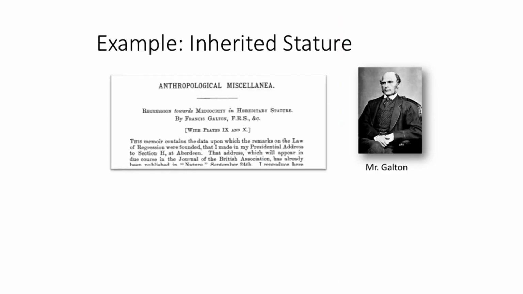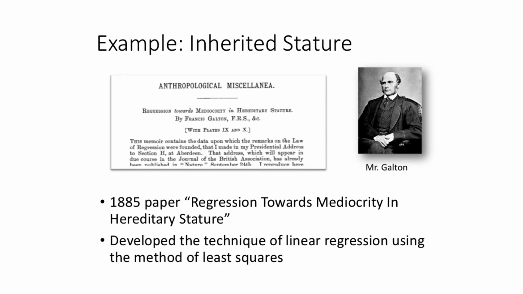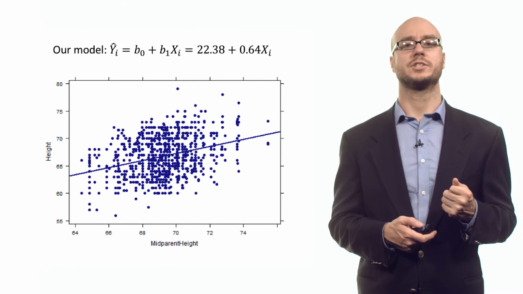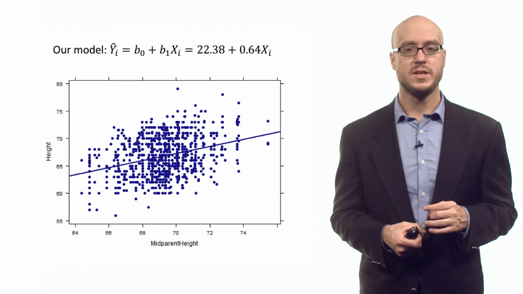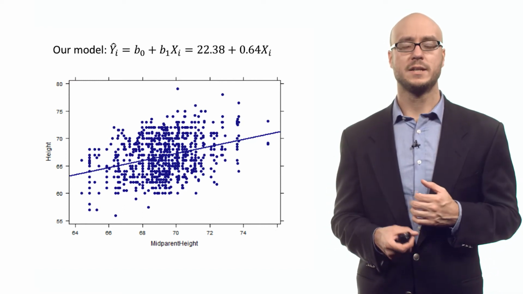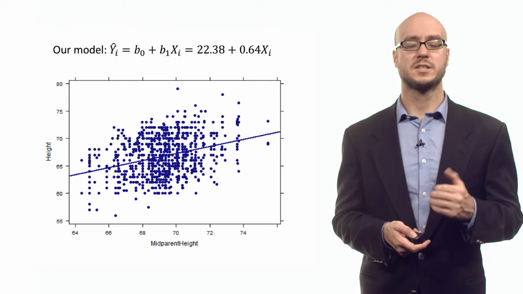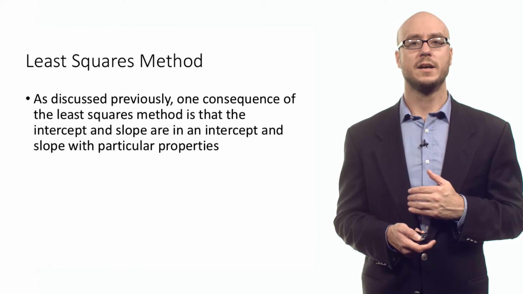Let's look at Galton's example of inherited stature. So this is from his 1885 paper on regression towards mediocrity in hereditary stature. And if you recall, in this paper he developed the technique of simple linear regression. As a result of minimizing the sum of squared errors, we obtain this simple linear regression model, in which the intercept is 22.38 and the slope is 0.64. So we get this line going through this scatter plot of data.